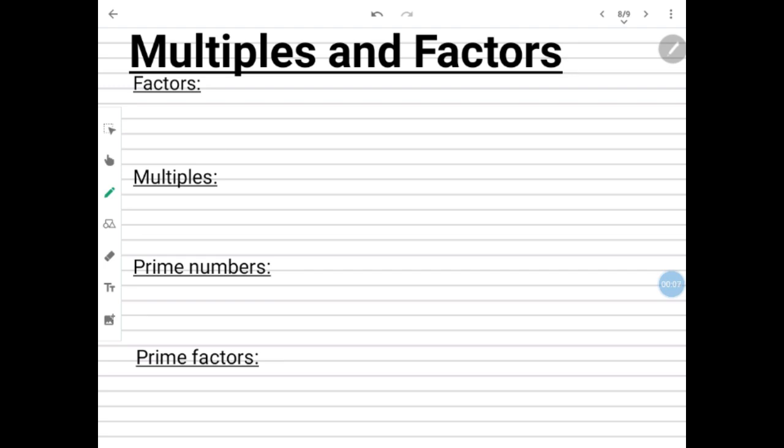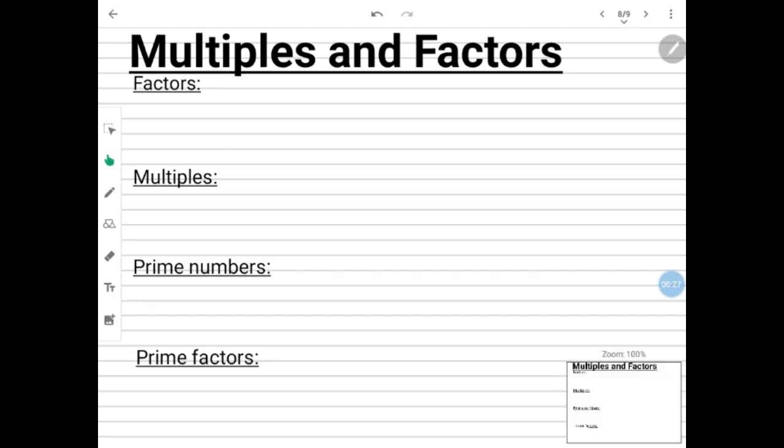Right, so we're going to look at these four definitions quickly: factors, multiples, prime numbers and prime factors, and how to use them. Further from there, we're going to look at highest common factors and lowest common multiples.